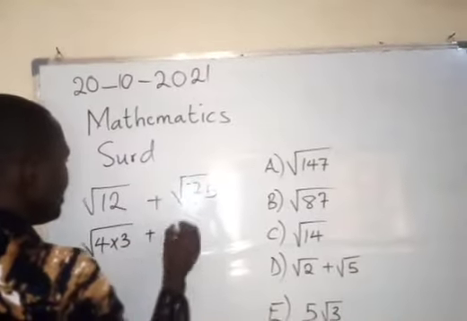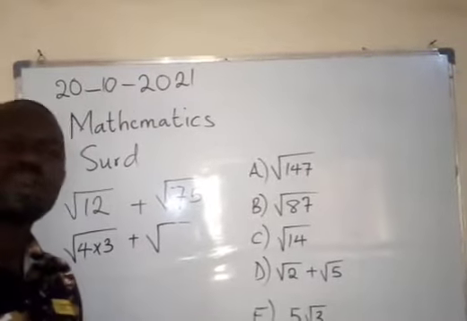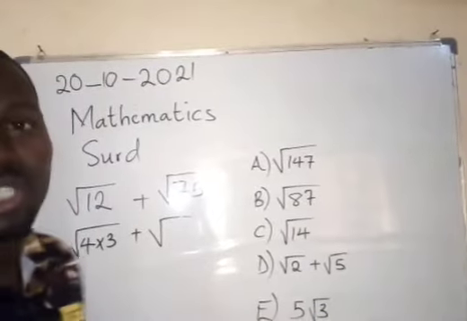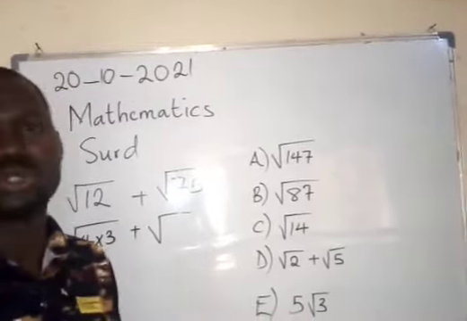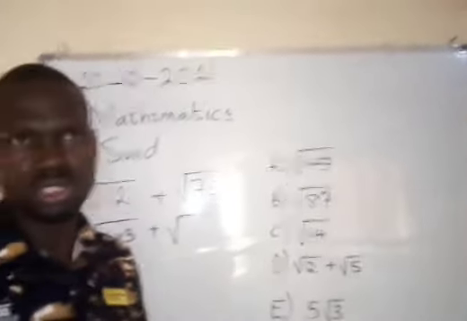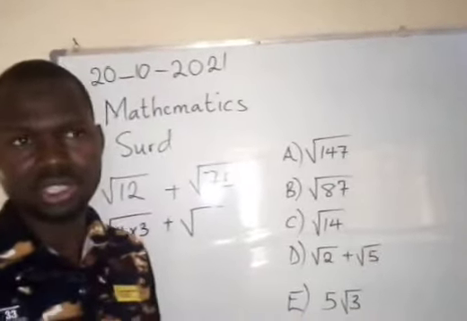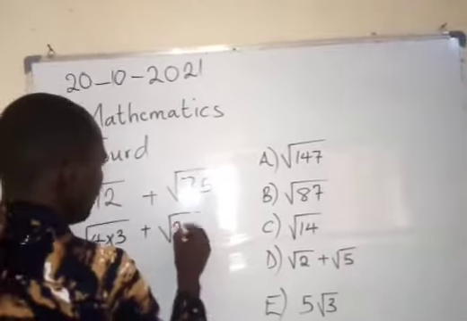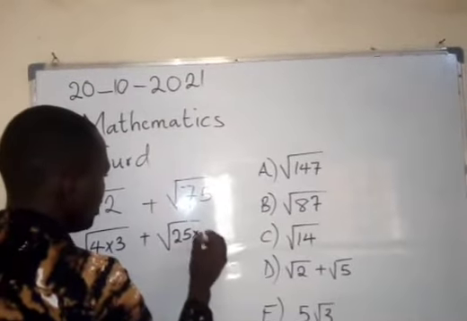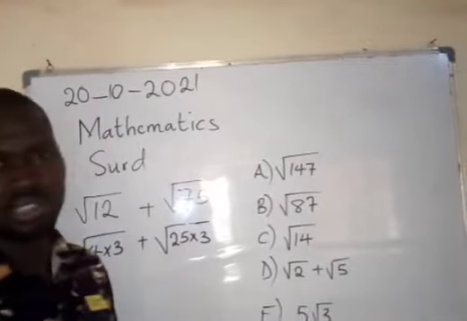And the next thing is in 75. Think of the perfect square you can get from 75 that when you multiply by another number, it will give you 75. Let's say 25 times 3, it will give us 75. So 25 times 3 will give us 75.